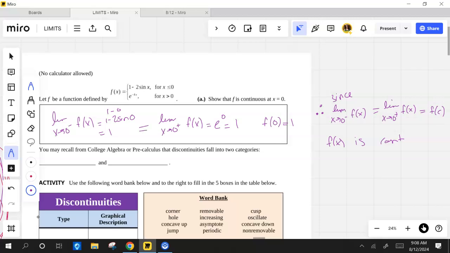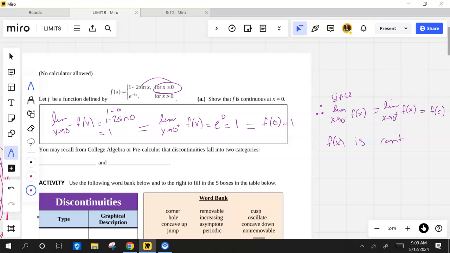You could write "therefore" in front of a statement about f of x. Nine times out of 10, as long as you show the right-hand limit, the left-hand limit, and the function value, it's fine. It's just a good habit. This is the piece that includes 0, so to find the function value there, I would plug in here.